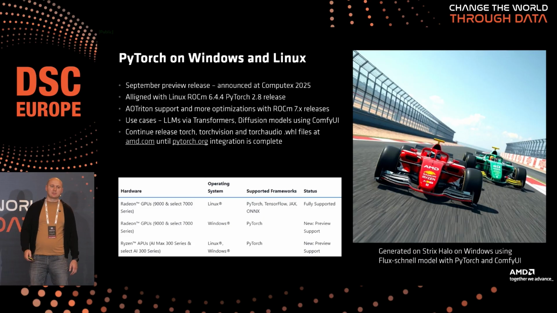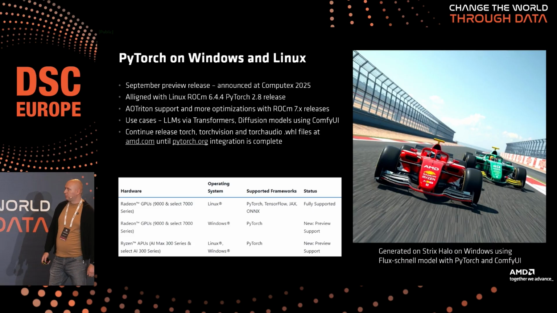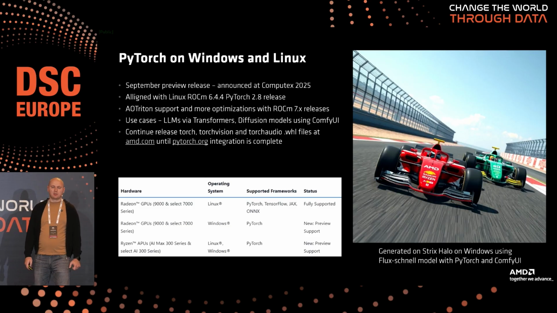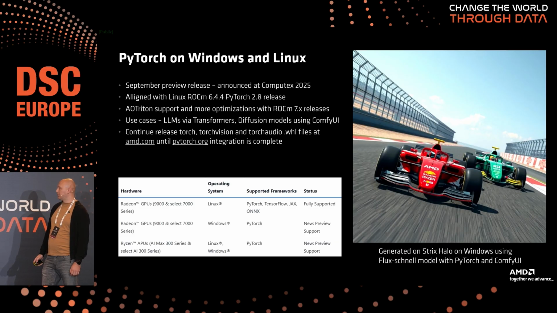For example, for LLMs, you can use a Python package called transformers, and for stable diffusion, so for text-to-image generation, you can use diffusers package or ComfyUI, which is a very popular framework in this area of text-to-image or text-to-video generation. The image on the right on this slide is generated on Strix Halo on Windows using that preview release that we added in September.